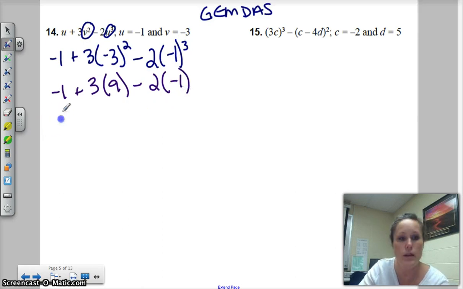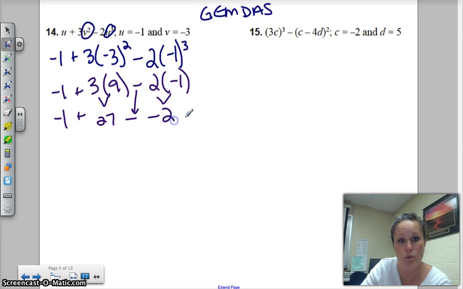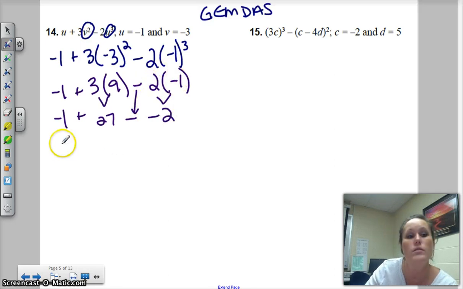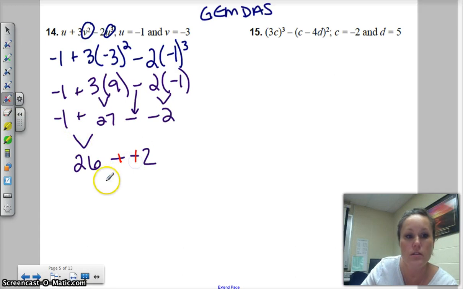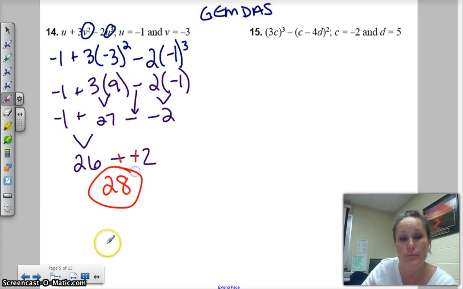Now I keep multiplying. I do multiplication, division now. Plus 27, minus, this is negative 2, because this is negative times a positive. Now let's simplify. Negative 1 plus 27 is 26 minus negative 2. This turns into plus positive 2, which is 28. Okay.